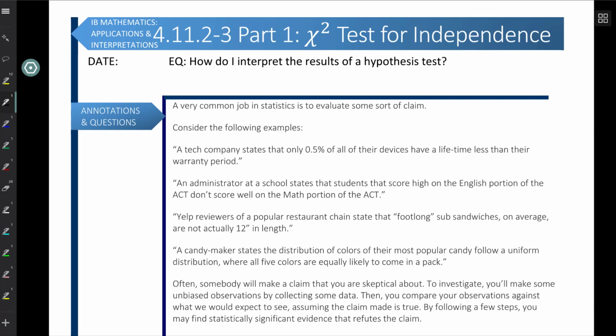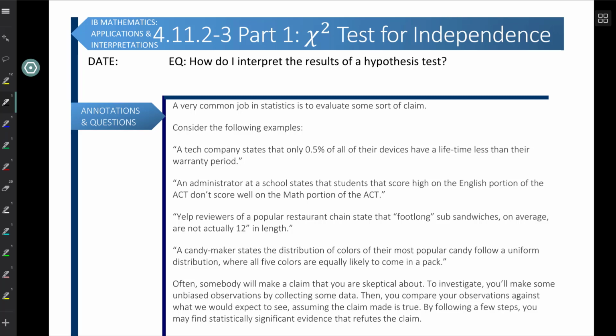Alright everybody, today we are going to continue with our investigation into hypothesis and significance testing, and we're going to continue that with the chi-square test for independence. But today's goal is not just to introduce that test, but to start to formally define all of the components and key steps to doing a significance test. And we'll do that in the context of the chi-square test for independence. So that's really ultimately what our EQ is.